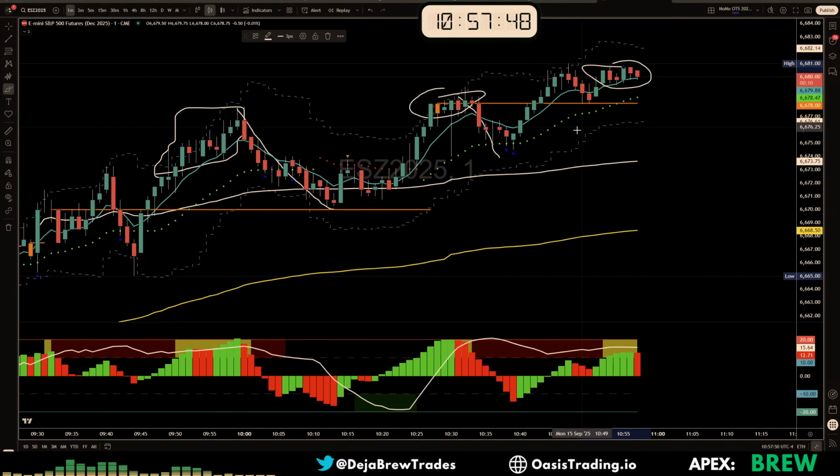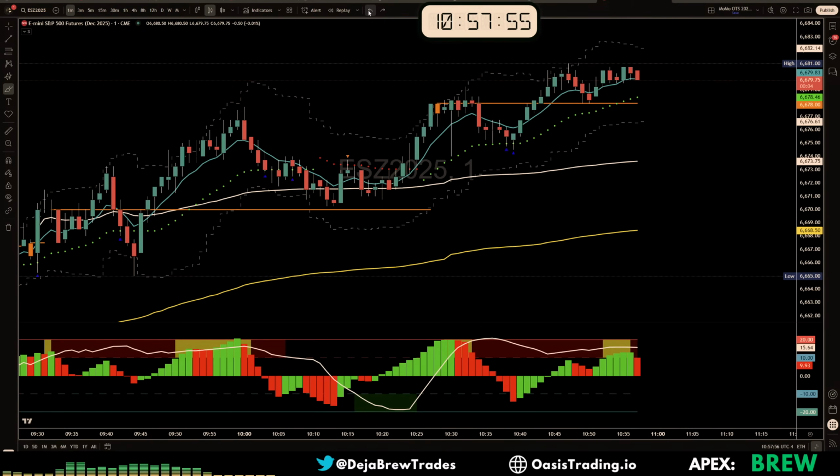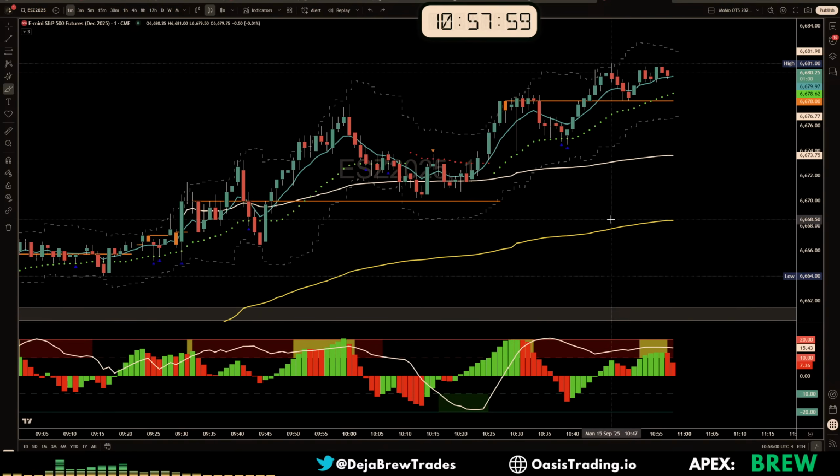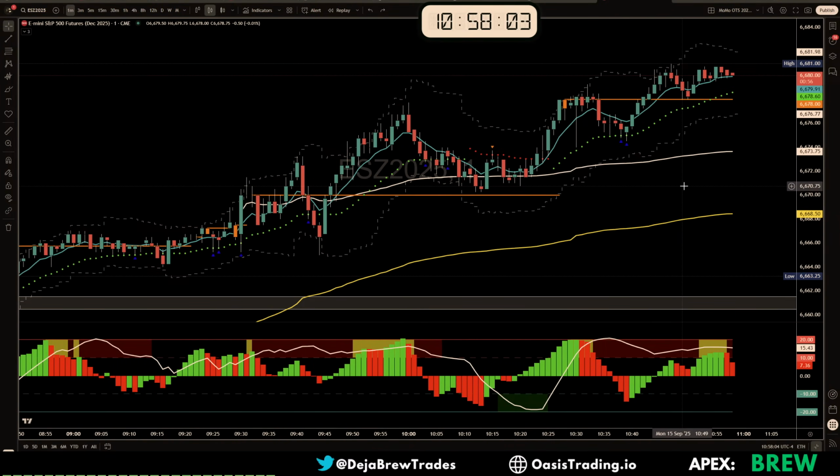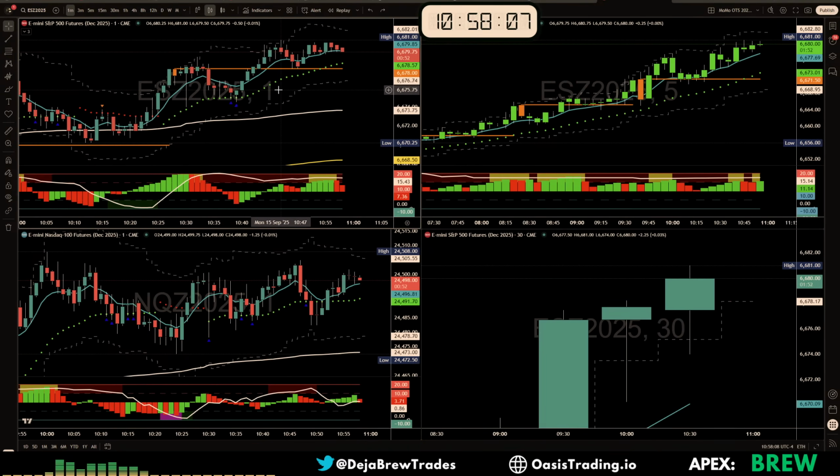So now we have a gold shading here. It's not telling you it's going to completely reverse. It's just telling you it's kind of a bad spot to be a buyer if you're looking for a high probability trade. It's a little dangerous, possibly a little extended. Maybe wait for it to cool off a little bit.